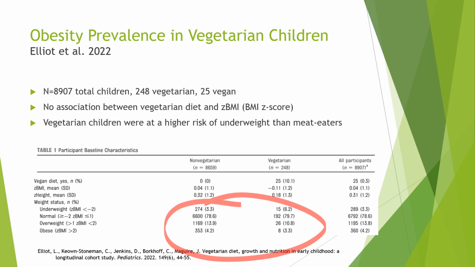Obesity is also slightly higher at 4.2% in non-vegetarians and 3.3% of vegetarians. They did find that vegetarian children were at significantly higher risk of being underweight, at 6.2% of vegetarian children that are underweight compared to 3.3% of non-vegetarian children.